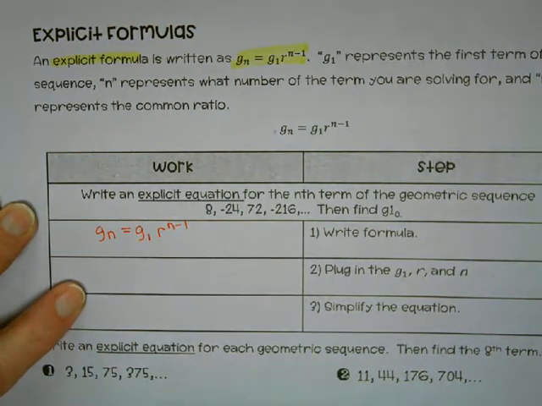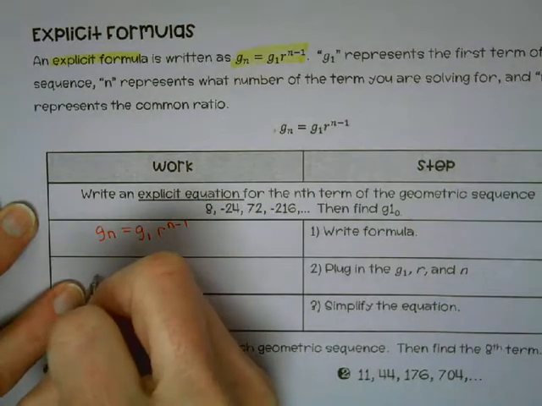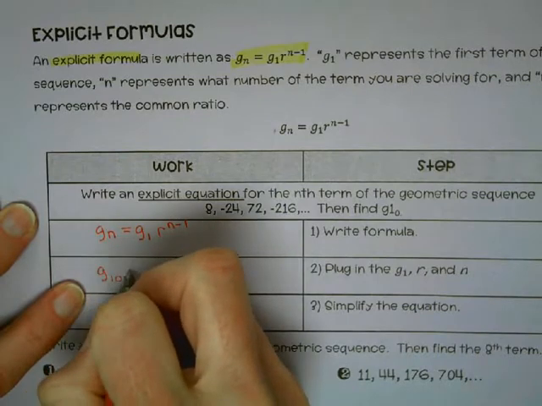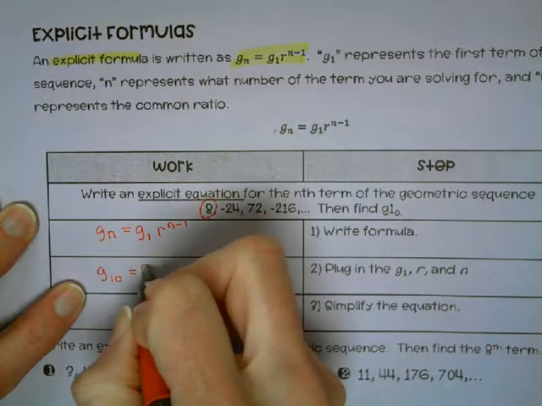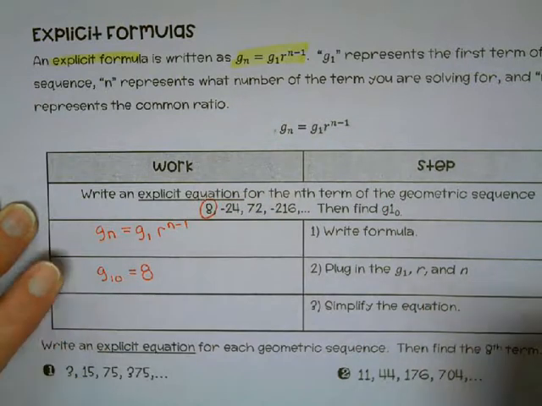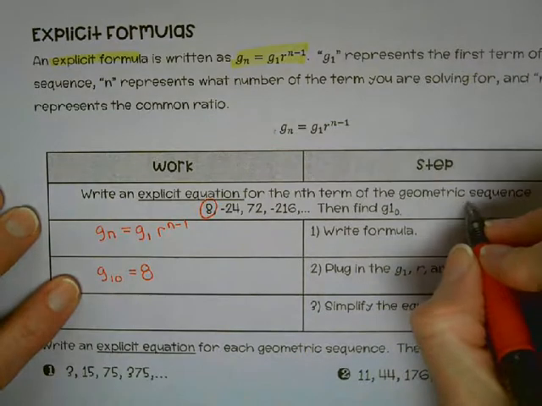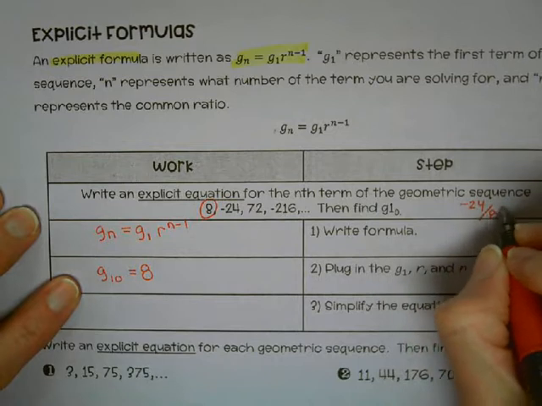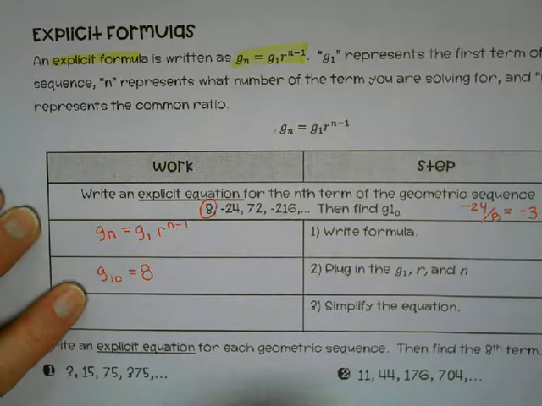There's no simplifying to this one like there is in arithmetic. We just plug in the numbers. So we are looking for the 10th term. Typo there, but we're looking for the 10th term. So the first term in the sequence is 8. The ratio, we have to figure out the ratio that's happening. So remember, to find the ratio, you take the second number divided by the first number. So that is our ratio of -3.